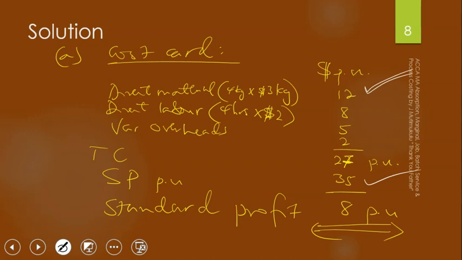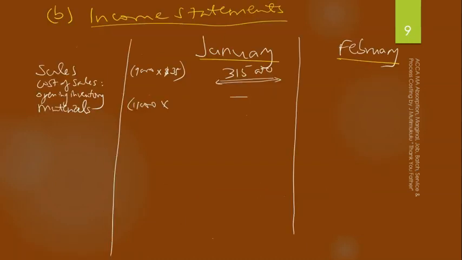Okay, multiplied by $12. So we are going to get 11,000 multiplied by 12. That's 132,000. All right. Then we proceed to labor.